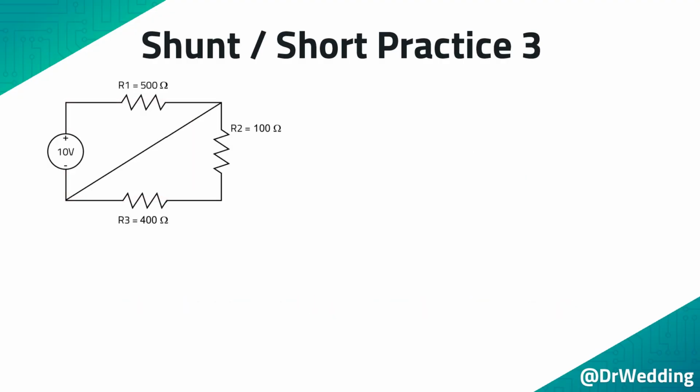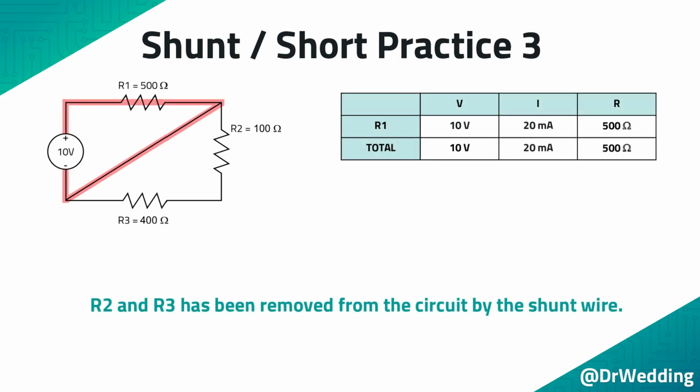Here is the third and final practice problem. It is the same circuit as before and the shunt has been moved again. You may wish to pause the video and see if you can solve the circuit. When you restart the video, the path the current takes will be highlighted and the table will be filled in. The shunt has bypassed R2 and R3, so only R1 is in this circuit. The current path has been highlighted. The bypassed resistors have been removed from the table and the remaining information has been filled in.